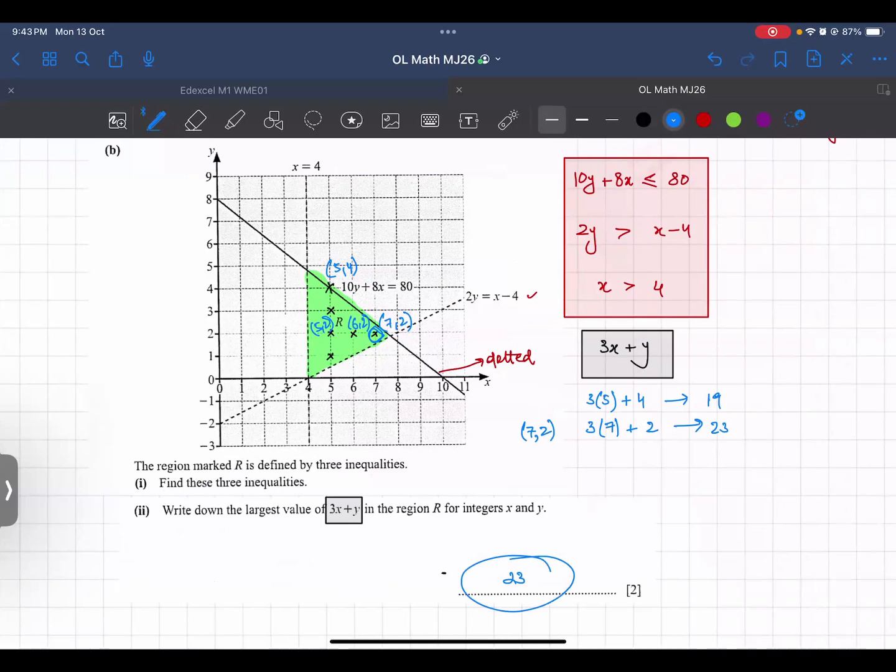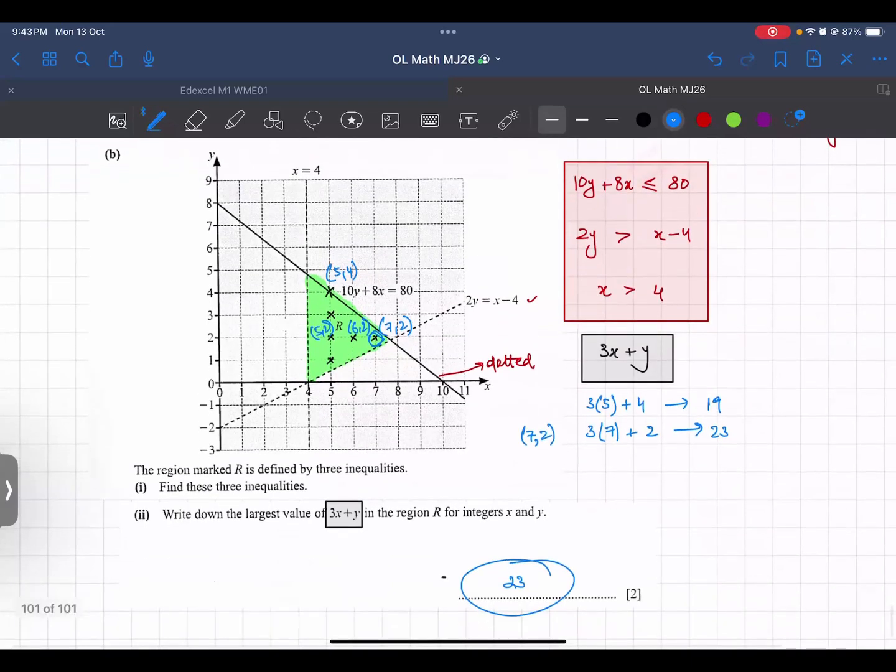This is your answer. Sir, when such a question comes, you basically use the equation and substitute the values of the region points? You have to read the question properly. Sometimes they will give you something else as well, but read what they are asking you.